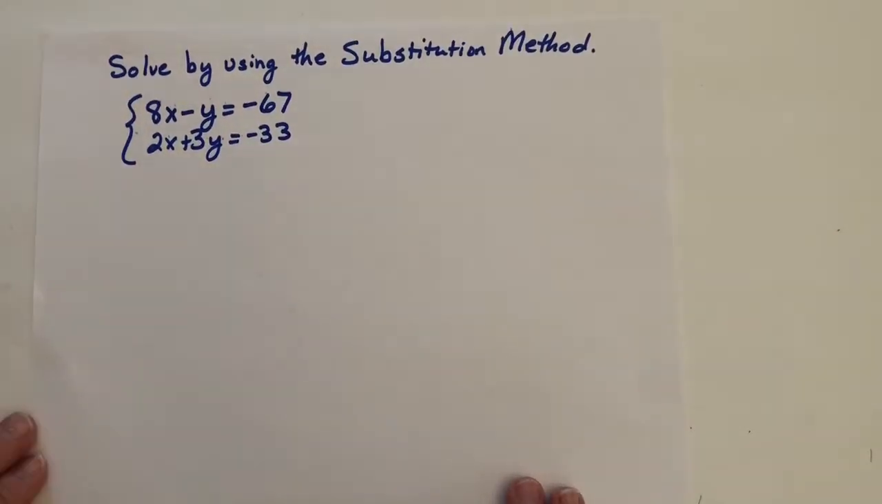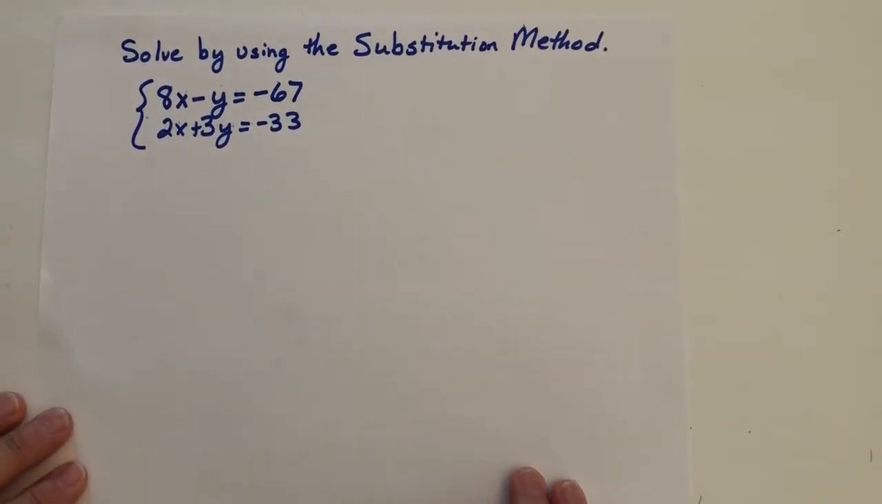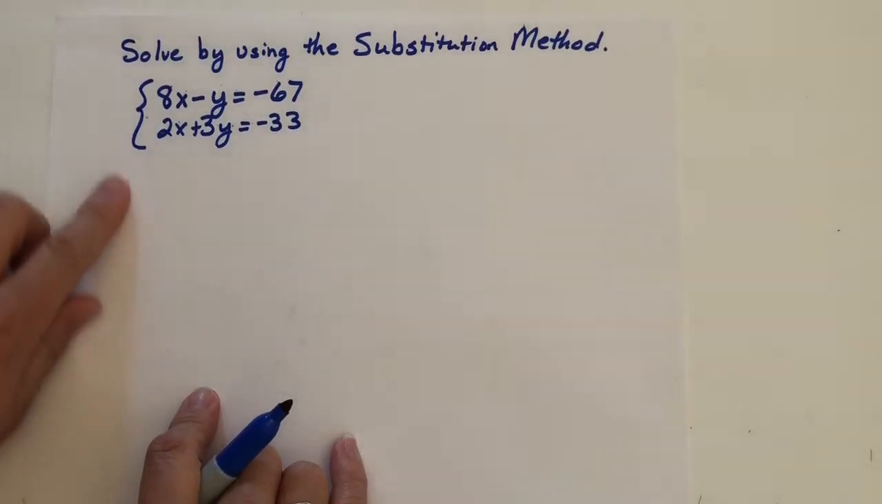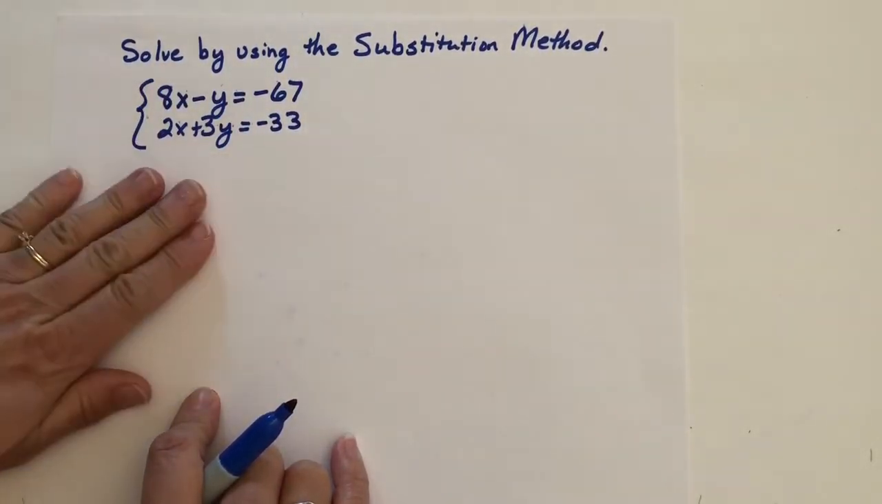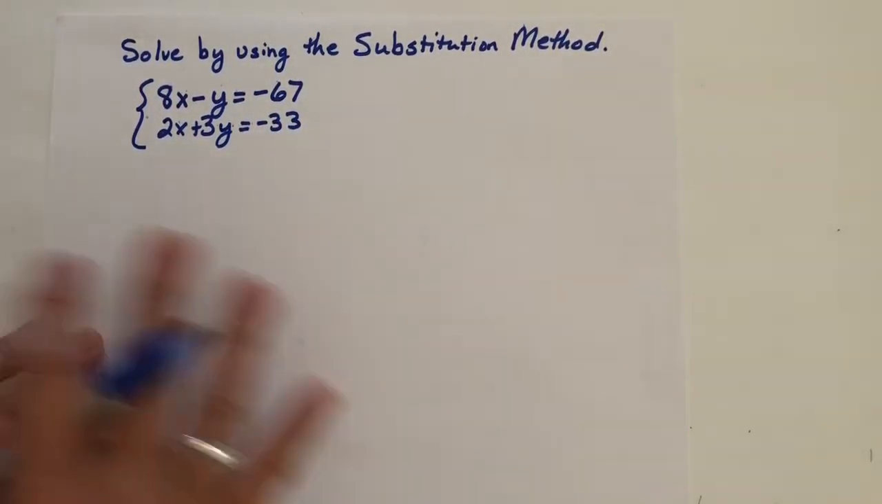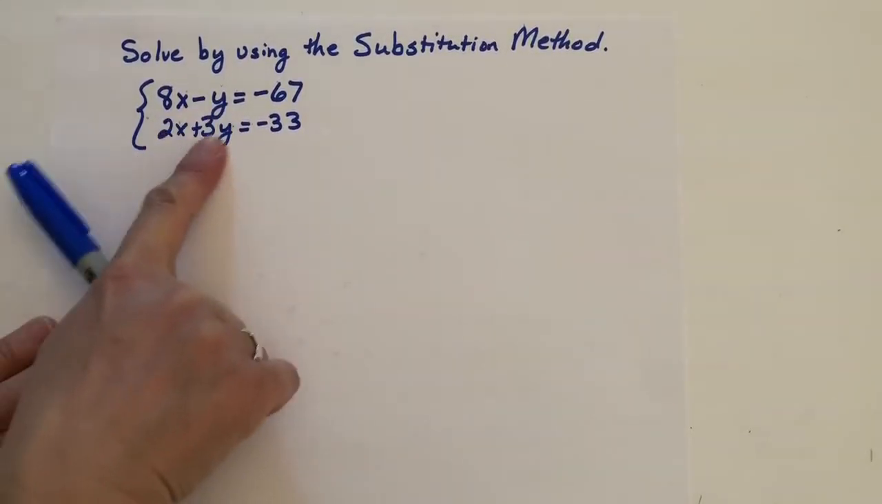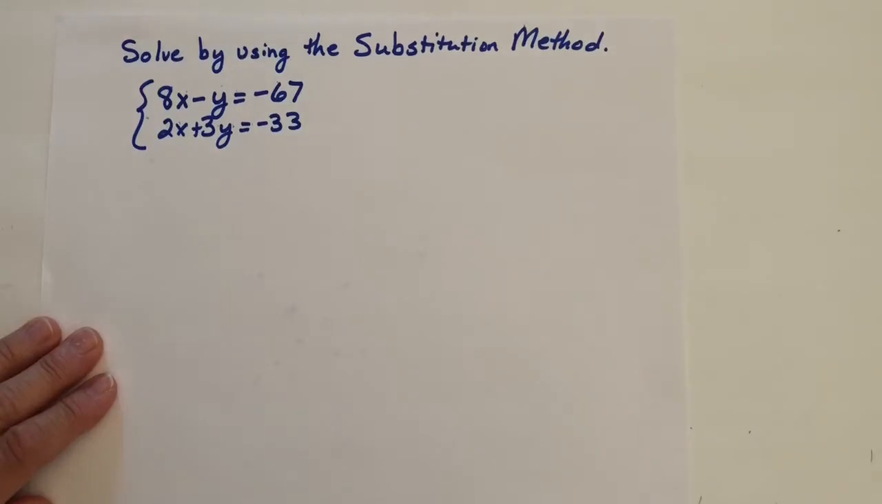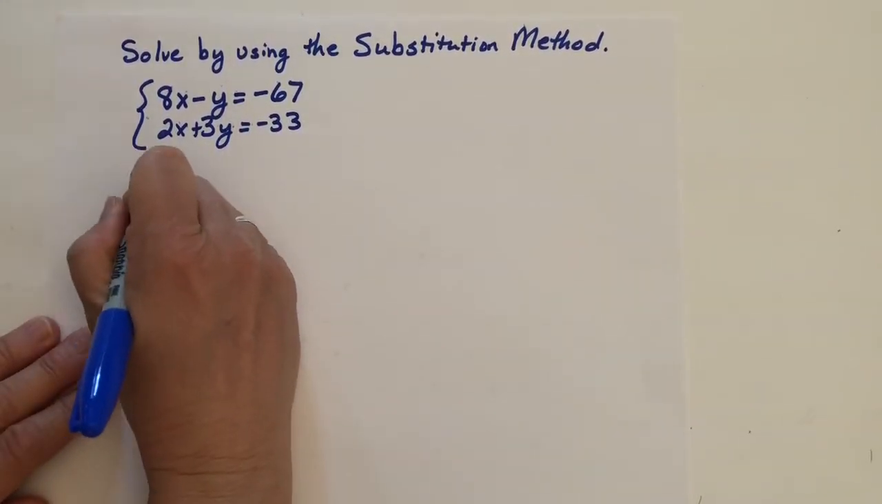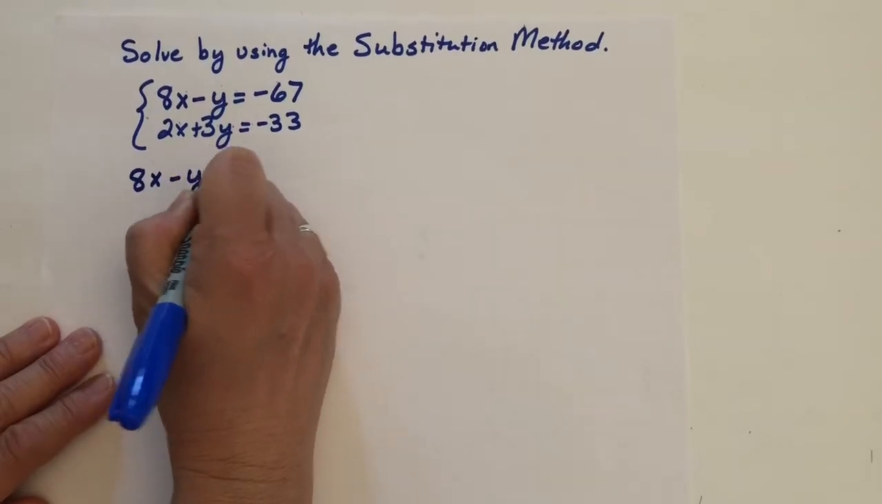We'll do one more using the substitution method. And again, when I'm using substitution, I look to see what variable would be the easiest to solve for. None of them have a coefficient of 1, but this y has a coefficient of -1. So for me, I would choose to solve for that y. So we have 8x minus y equals -67.